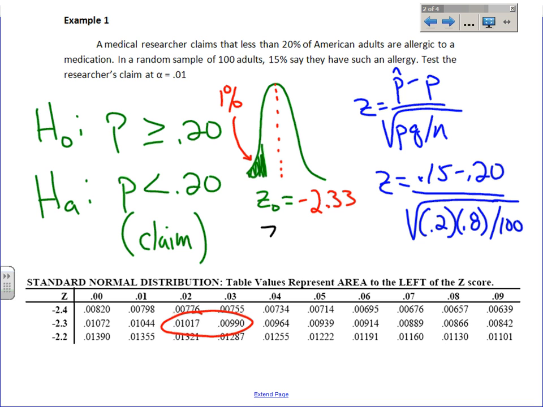Perhaps we'll put that right here so we can compare it to the negative 2.33. Well, we know it's negative. We'll do that. So you should be doing that now.